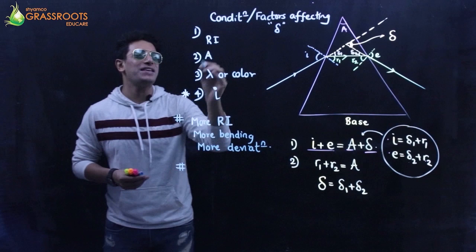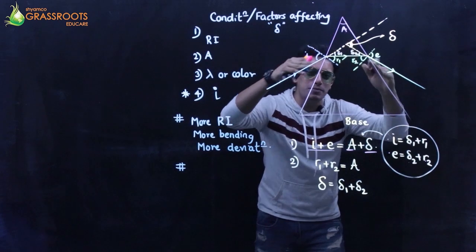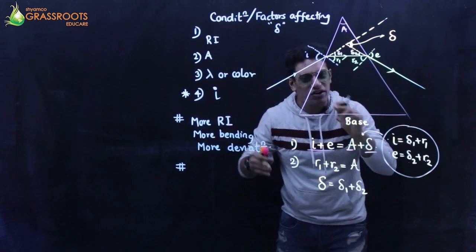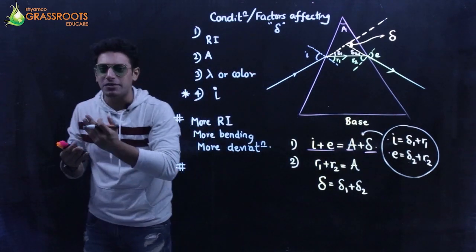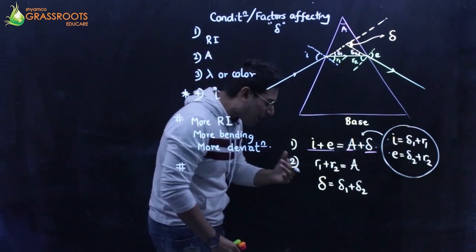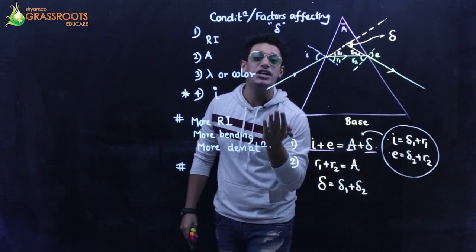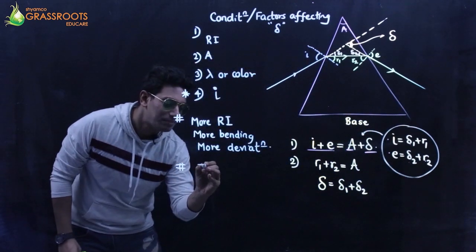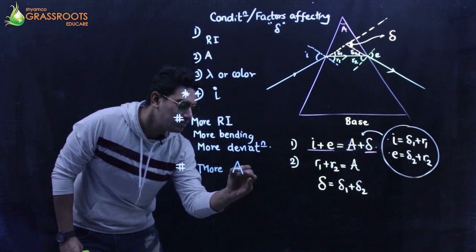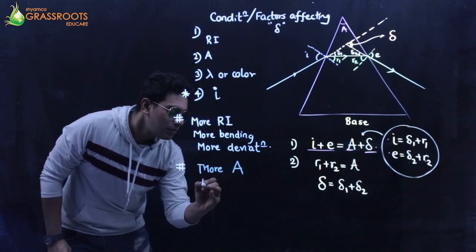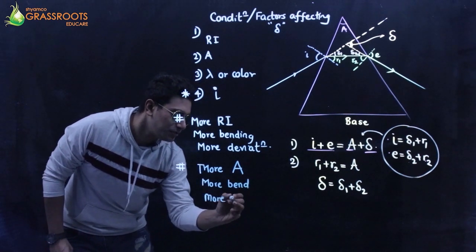Talking about the second one, the angle of prism. Observe, if the angle of prism increases, can I say the prism is becoming thicker? If the prism becomes thicker, the number of atoms and molecules keep on increasing. And if the molecules or atoms increase, the crowding increases. Crowding increases, the hindrance, the obstacles increase. As a result of which the deviation increases. So I can say more the angle of prism, more is the bending and more is the deviation.